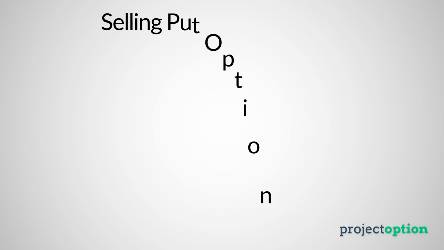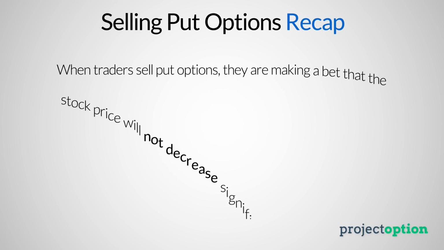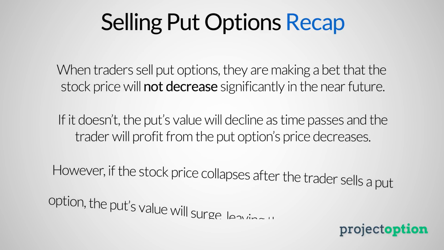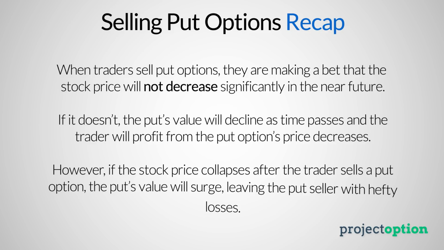Now, on the other side of the equation, a put seller wants the exact opposite. When someone sells a put option all by itself, they want the stock price to remain above the put's strike price as time passes, and ultimately they want the stock price to be above the put strike price when that put option expires. If the stock price is above the put strike price when the put option expires, that put option will be worth nothing, and that put trader that sold the put option will keep 100% of the option's price that they collected when they initially sold that option.